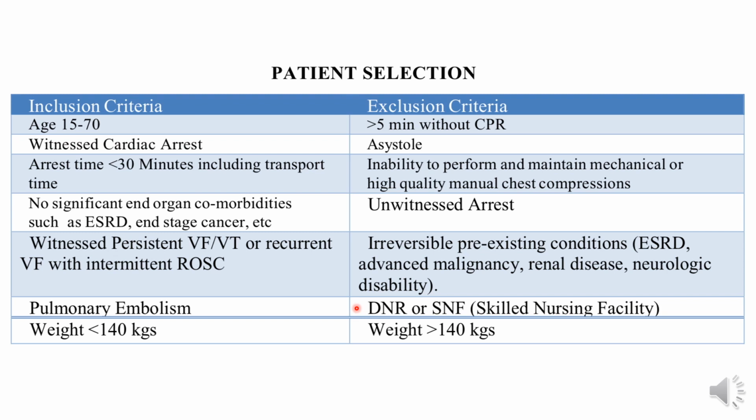And then again, a little redundancy here. If they're over 140 kilos or 300 pounds, then again, as Angie mentioned, those folks are very difficult to cannulate, and that's the upper limit of where our CT surgeons in the region have agreed to try cannulation.